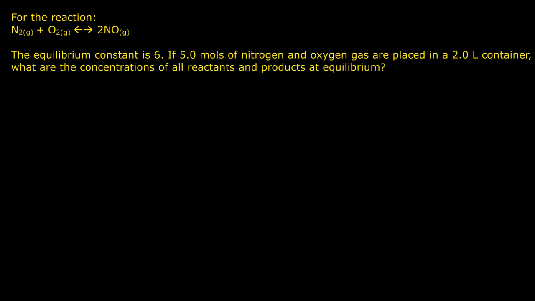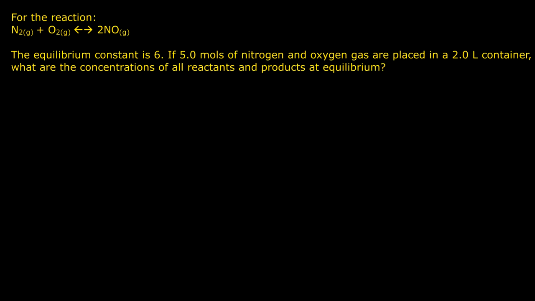Alright, let's do one more. So for the reaction, nitrogen gas plus oxygen gas yields 2NO. The equilibrium constant is 6. The 5 moles of nitrogen and oxygen are placed in a 2-liter container. What are the concentrations of all reactants and products at equilibrium?